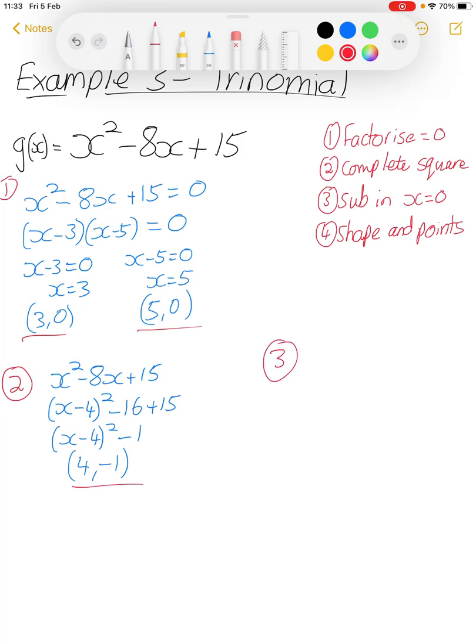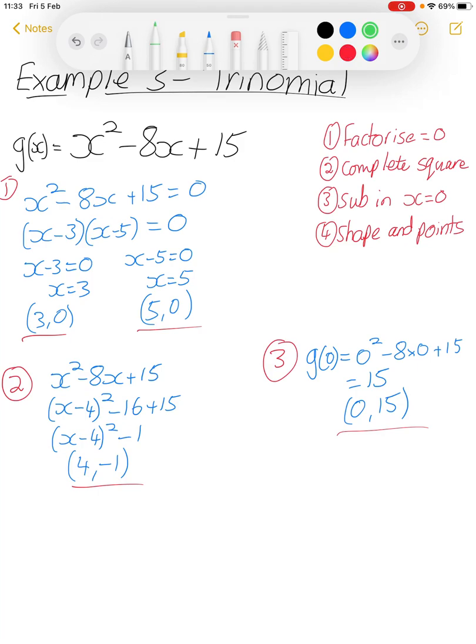And then 3, sub in x equals 0. So I'm going to have g of 0, which is 0 squared, take away 8 times 0 plus 15, which equals 15. Now the coordinate from that will be 0, 15. And I'll underline that as an important point.